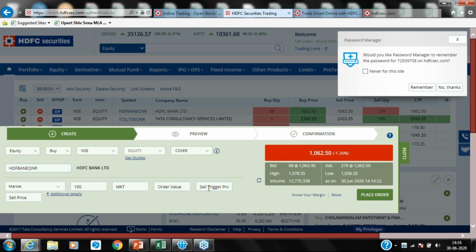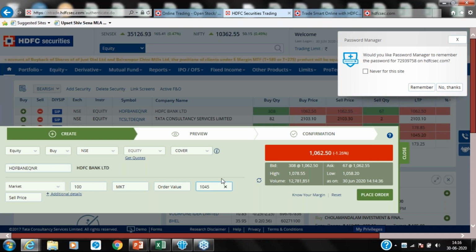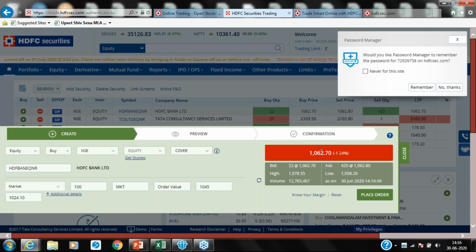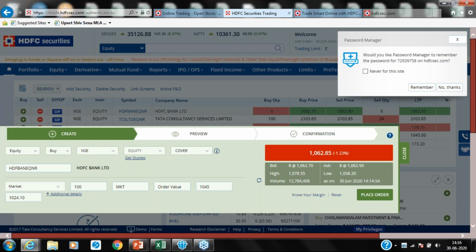And now I have to set a trigger price. In our example, we have discussed that we have to set it at least 1% below. So I'm keeping it around 1050 level. I'm keeping it 1045 and just click anywhere outside the box, so automatically this price will get filled up. What this means is that our HDFC Bank 100 quantity will be bought at a market price which is around 1062 level. 1045 will be the stop loss, and our stop loss order will get triggered at 1045 and it will get executed between 1045 and 1024 level.